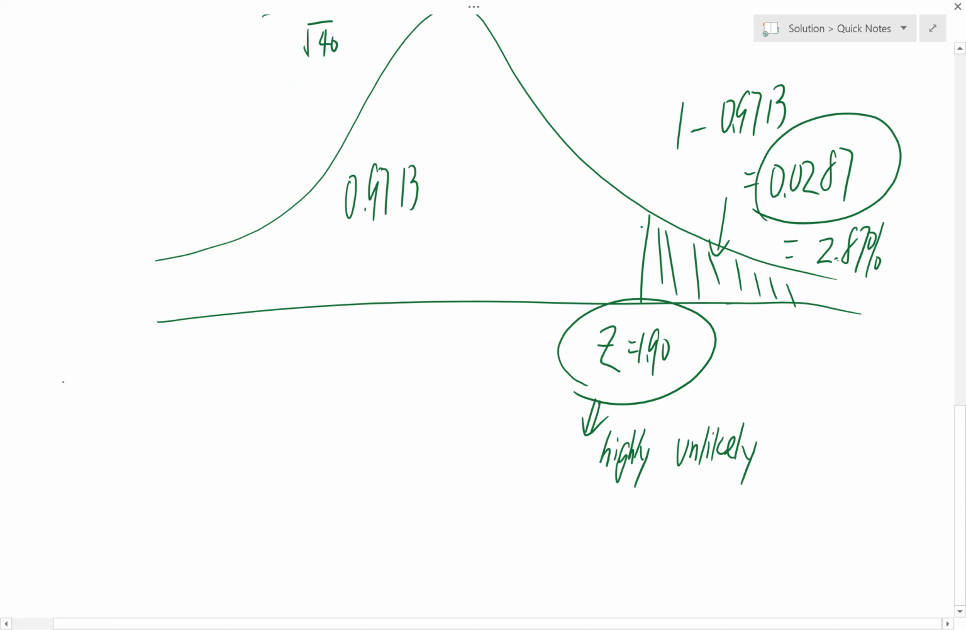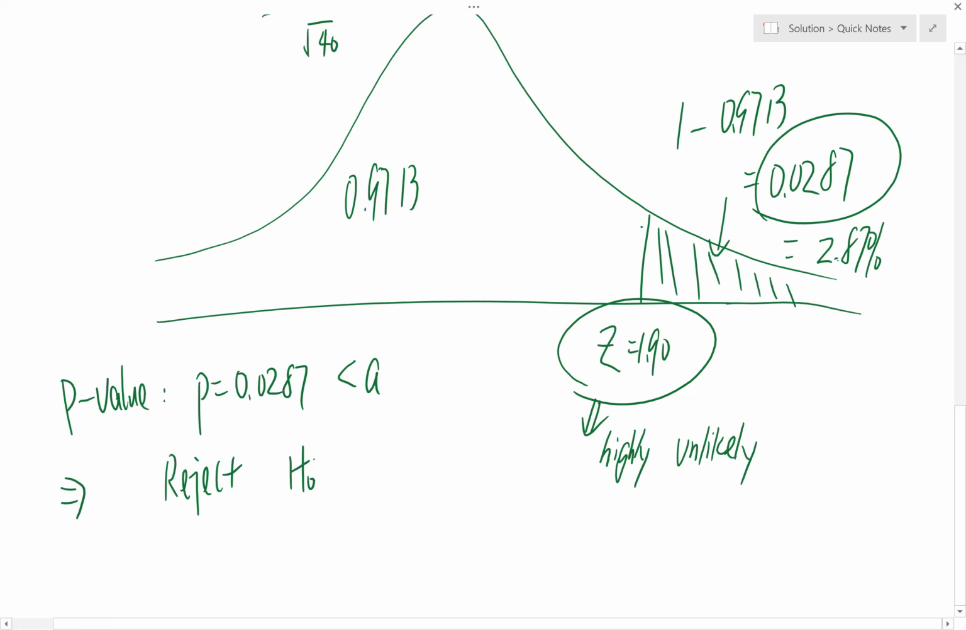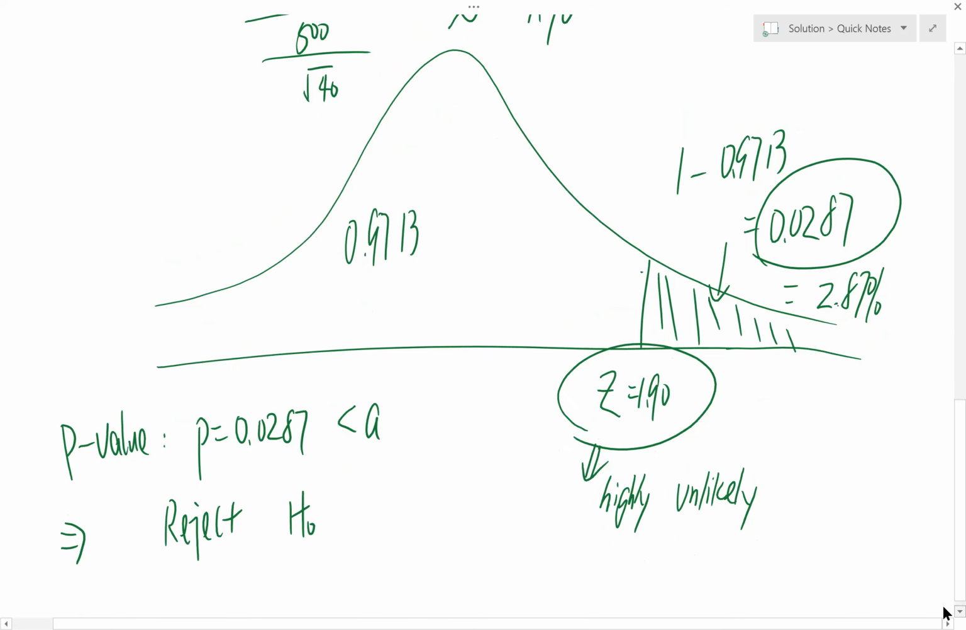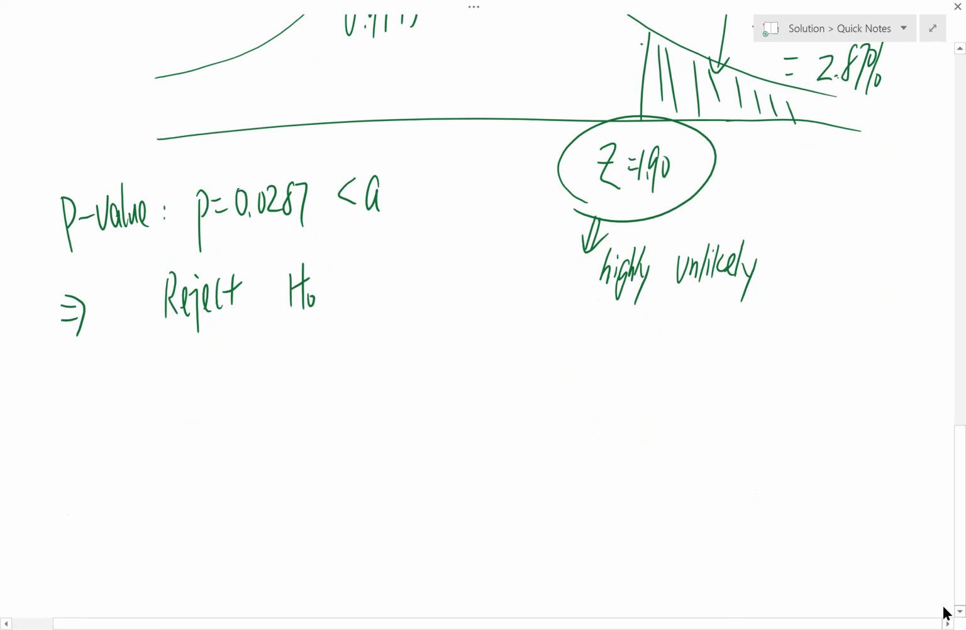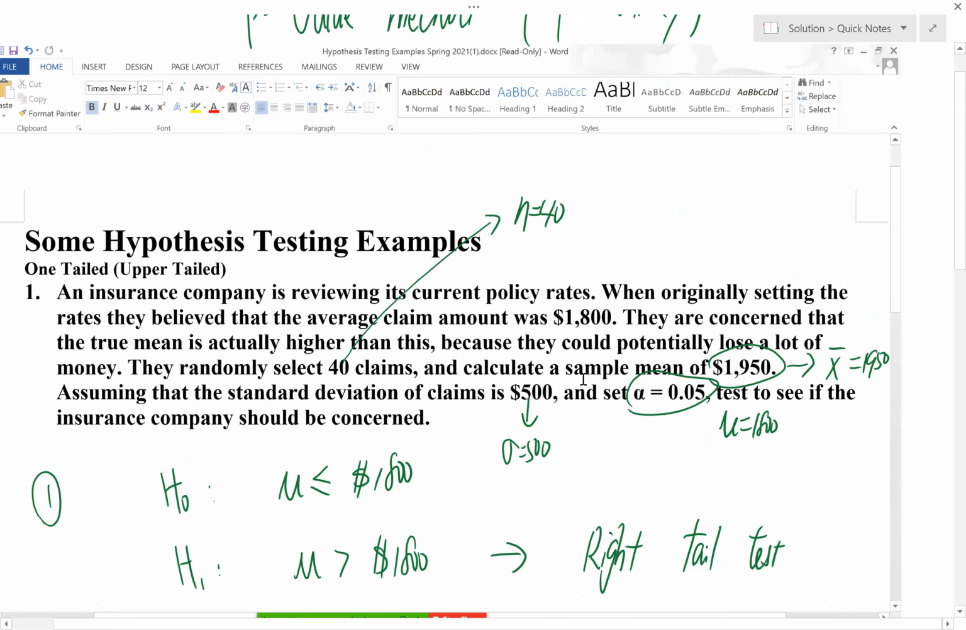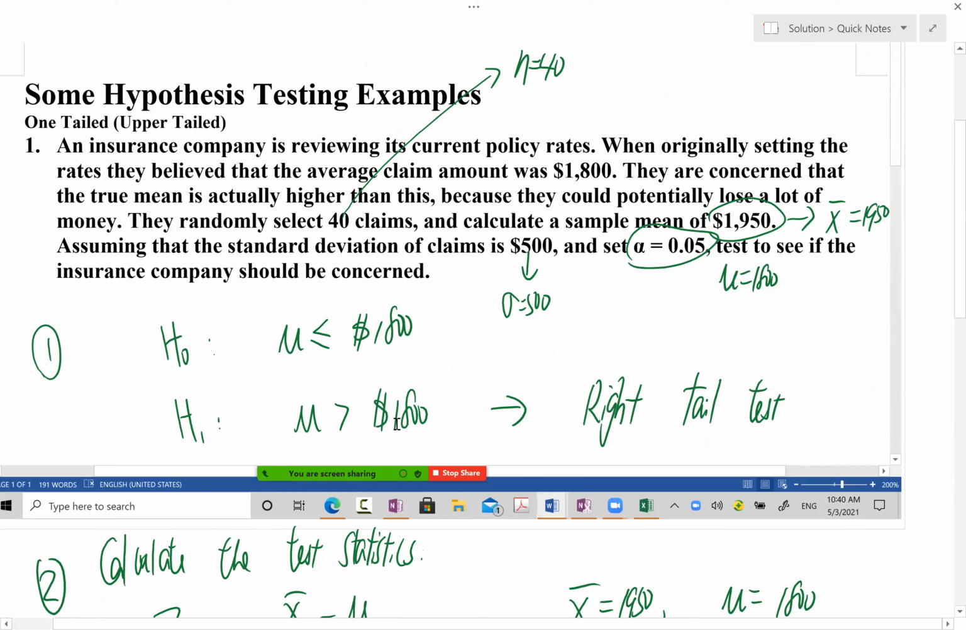So since the p-value probability is 0.0287, less than alpha, that means it's a highly unlikely event. Since it's highly unlikely, reject H0, right? It's not going to happen. So we reject it. So the conclusion is reject H0 based on the p-value. Since the p-value is extremely small, even smaller than alpha, reject H0. So the conclusion, the fourth step, reject H0, meaning H0 is probably not true. So that being said, H1 must be the true statement with 95% confidence, which is that the population mean will be higher than 1800.